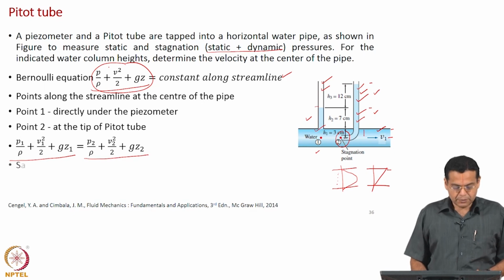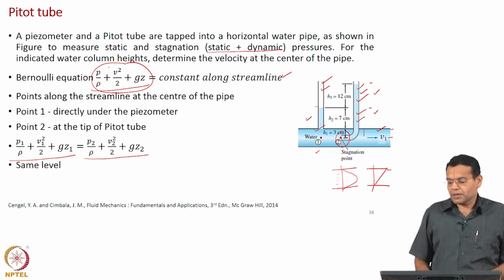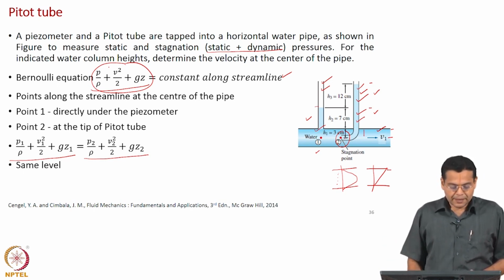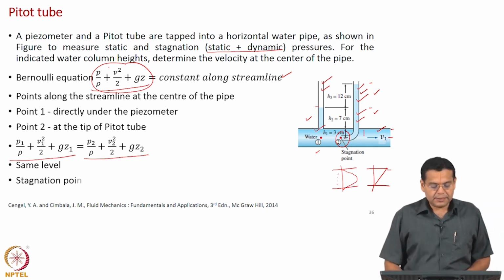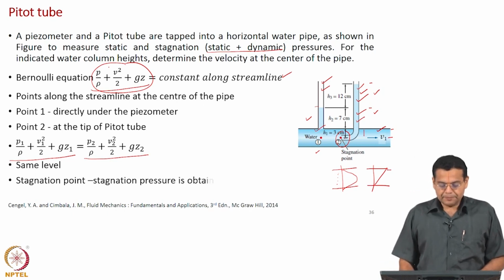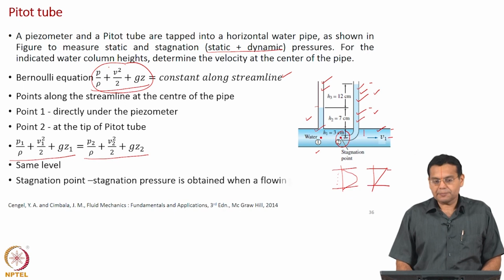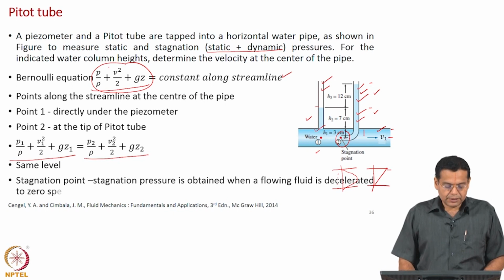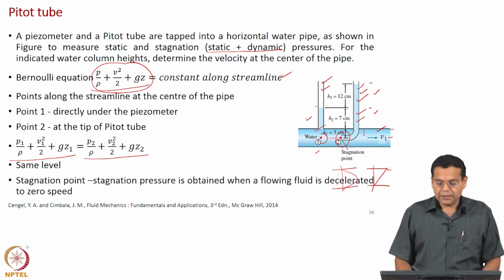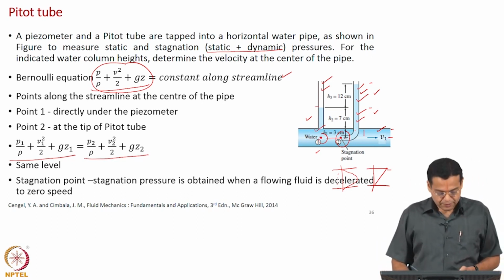Okay. Now, points 1 and 2 are at the same level, both points are along the center line of the pipe, and we have already discussed this. Point 2 is a stagnation point, and we have just now discussed that stagnation pressure is obtained when a flowing fluid is decelerated to 0 speed. Whatever velocity it has, it loses, it decelerates and becomes 0 velocity at the tip of the pitot tube.